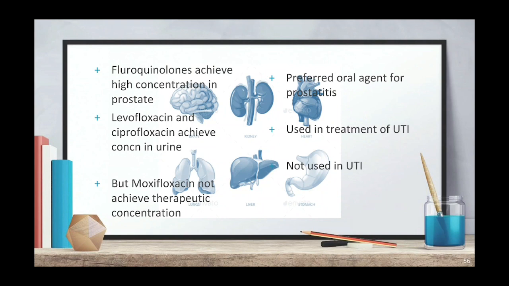Agents in the same class can differ from one another. For example, moxifloxacin does not achieve significant urinary concentration because of its low renal excretion, and therefore it is not suitable for the treatment of UTIs. In contrast, both levofloxacin and ciprofloxacin are excellent choices for UTIs. Also, the presence of foreign bodies at the site of infection affects the antimicrobial activity.